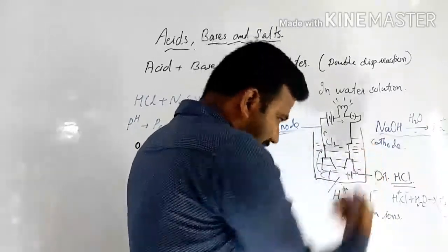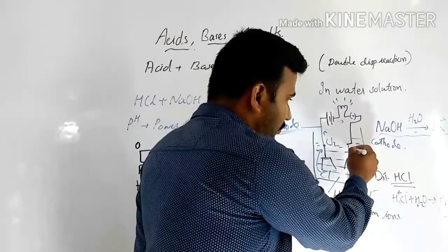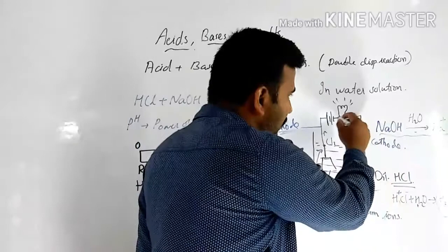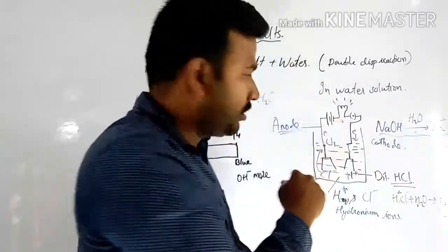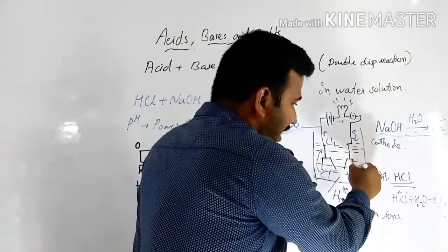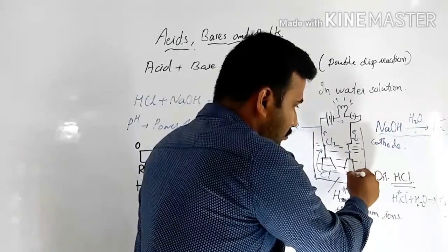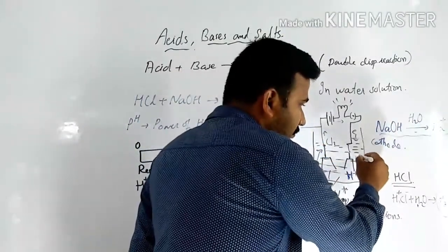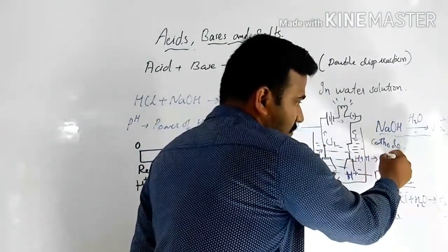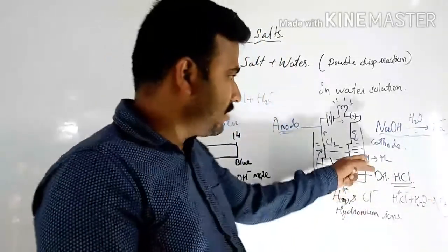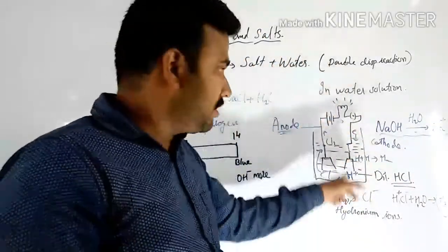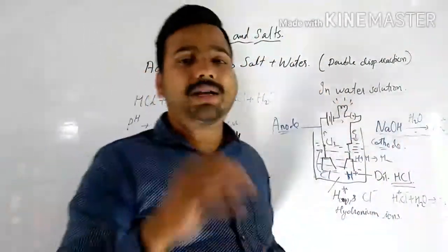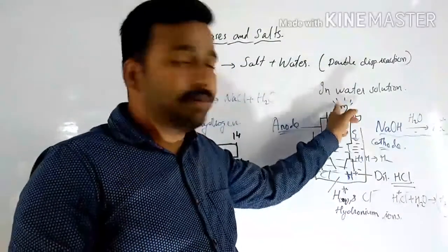After accepting one electron from this particular electrode, what will happen? We already studied that electrons go from the negative terminal to the positive terminal. After these electrons are accepted by hydrogen atoms, two hydrogen atoms will combine, H plus H, to form a hydrogen molecule, which is a gas. That gas will be liberated at the cathode. So this is what happens. In this way, the circuit gets completed, and the bulb will start glowing.